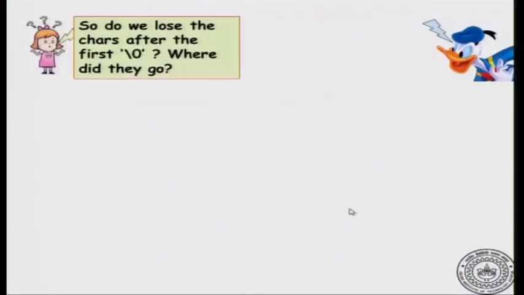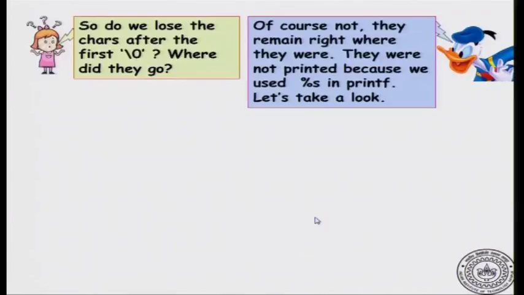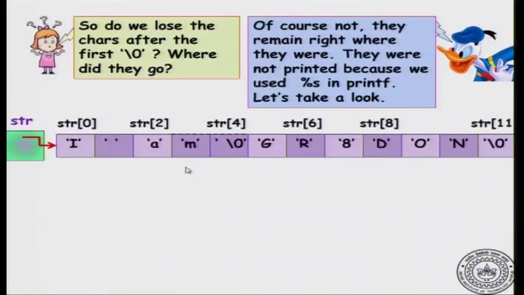So, do I lose the characters after the first null and where do they go? Well, of course, they do not go anywhere, they remain where they were. What is the new state of the array? The new state of the array is I, space, a, m, and then there is a null and then there are some other characters. If I print it using %s, it will only come up to "I am" and then stop there.